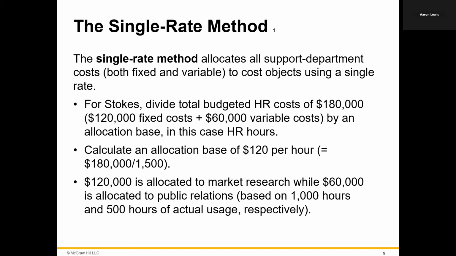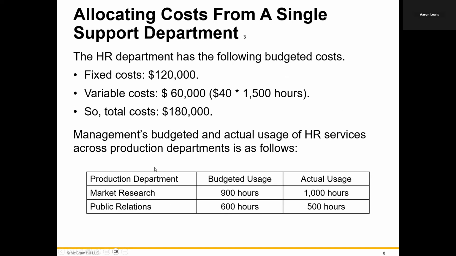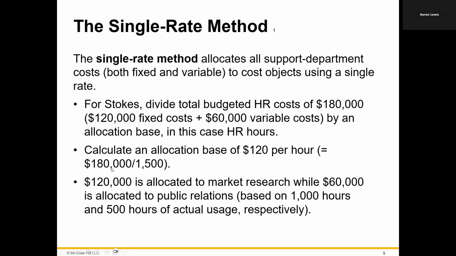And they need to find some kind of allocation base to make a predetermined rate of how they're going to allocate this out. And they've decided in this case that they're going to go on the amount of labor hours they have. So again, up here, they budgeted for a total of 1,500 labor hours of support to these two different departments. Well, if they're expecting $180,000 worth of costs to have 1,500 hours worth of labor, that works out to $120 per hour. So for every hour the HR department supports one of these two service departments, it's $120 of cost that is being incurred.